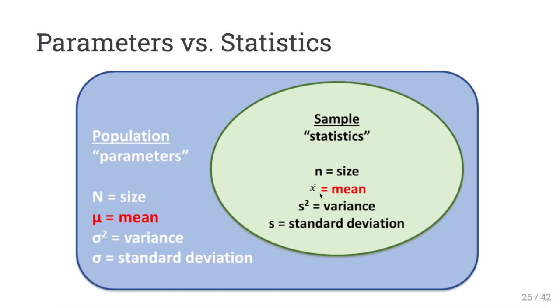X bar, which is hard to see here, but that's the mean. S squared is the variance, and S is the standard deviation.